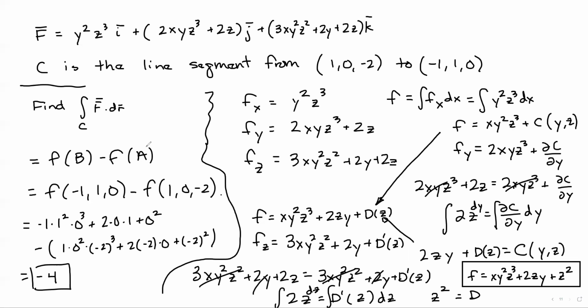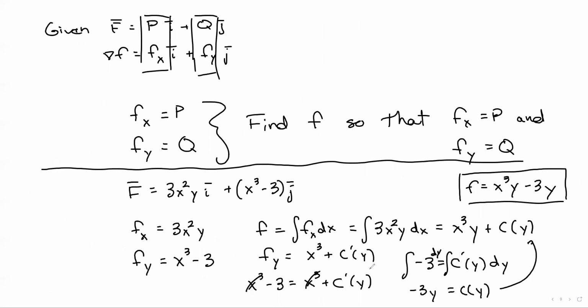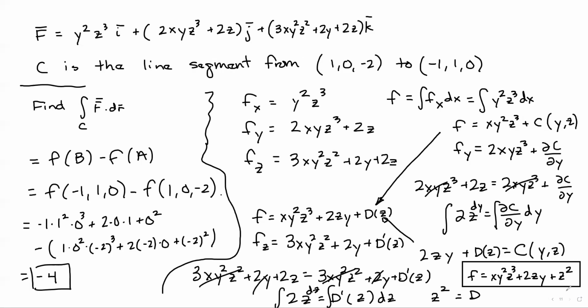And then once you've used that test and you know that there is a lowercase f, how do you find that lowercase f? Well, I detailed the method here with 3 variables, and then I detailed the method here with 2 variables. Okay, so it's either 2 variables or 3 variables. And so those are how you find that lowercase f. And then once you've got the lowercase f, you just plug in the endpoints and subtract and you're done.